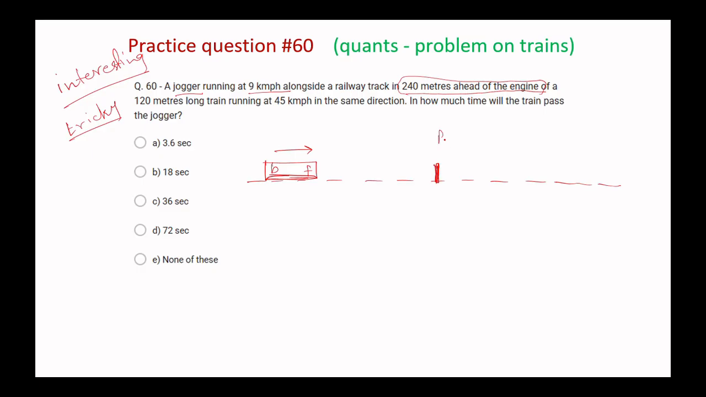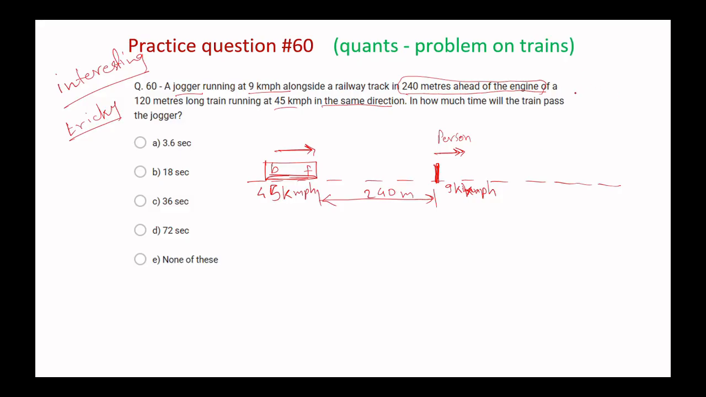Okay, now there is a person who is running on the railway track, and at some point of time this person is 240 meters ahead of the engine. So this particular distance is 240 meters. And this train is running at the speed of what? 45 km per hour. And this person is also running in the same direction with the speed of 9 km per hour. Both the train as well as the person are running in the same direction.